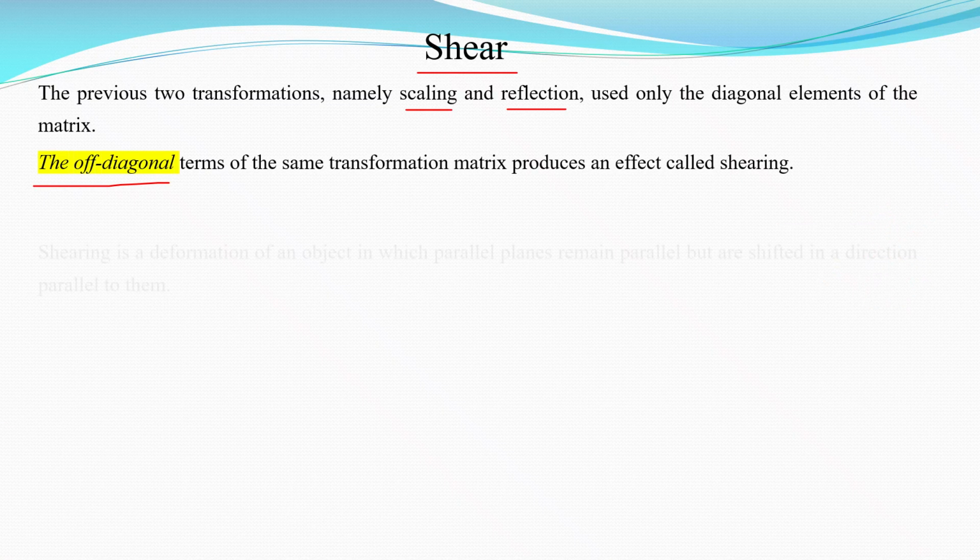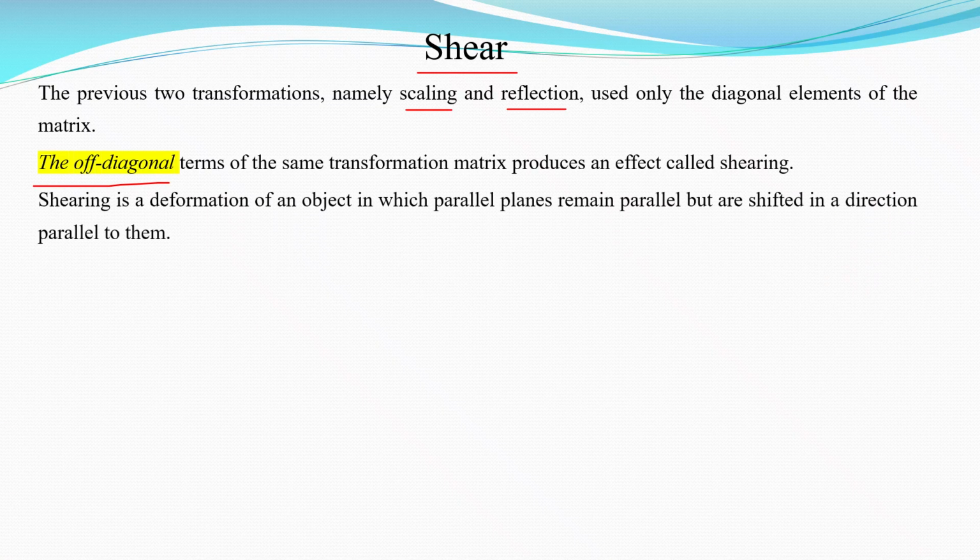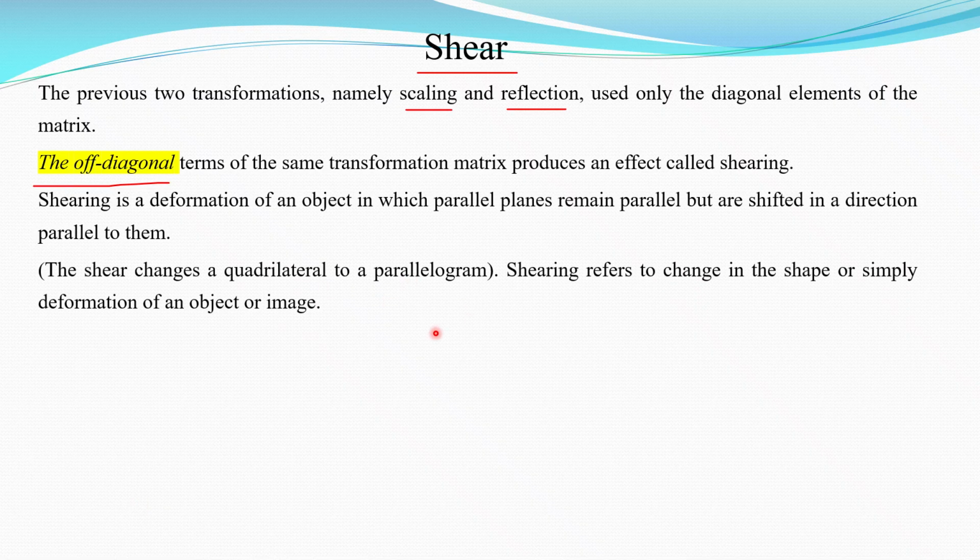Shearing is a deformation of an object in which parallel planes remain parallel but are shifted in a direction parallel to them. Here we are taking shearing on the x-axis or y-axis. The shear changes a quadrilateral into a parallelogram. Shearing refers to a change in the shape, or simply deformation, of an object or image.